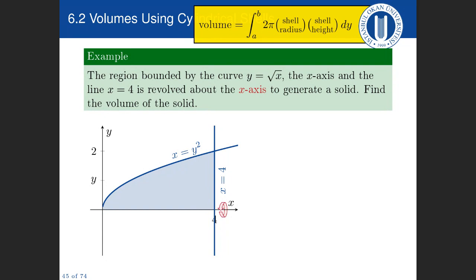I need to draw my large capital H, and this time, because we have a horizontal axis of revolution, I'm going to be drawing an H like this. Always one side of the capital H goes on the axis of revolution. The shell height is always parallel to the axis of revolution, and then the shell radius joins them together.